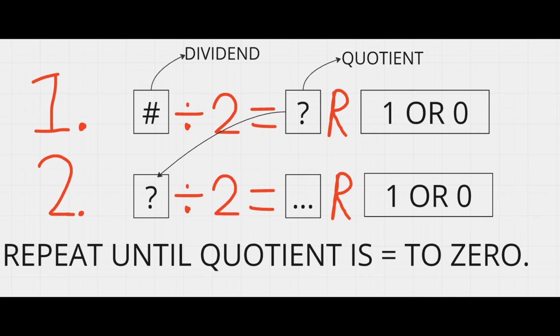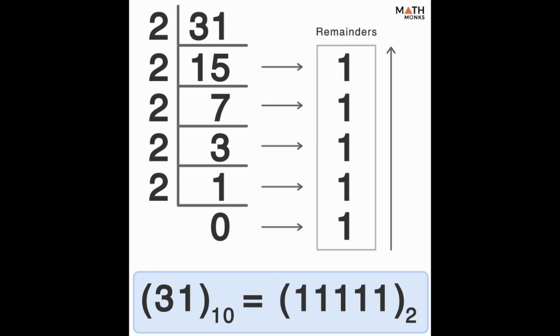In order to convert a decimal number into binary, first divide the number by 2. Keep track of the remainders, which would be either 1 or 0. Then use the quotient as the dividend and divide by 2 again. Repeat until the quotient is 0. After, write the remainders in reverse.